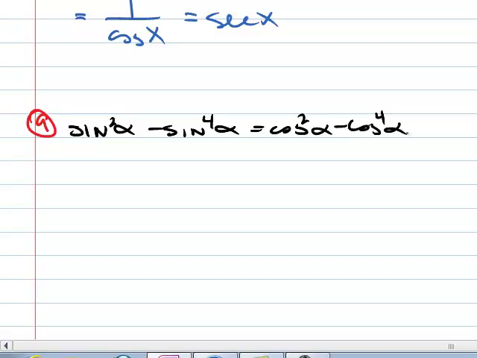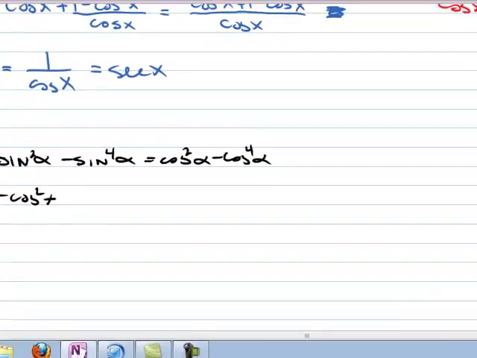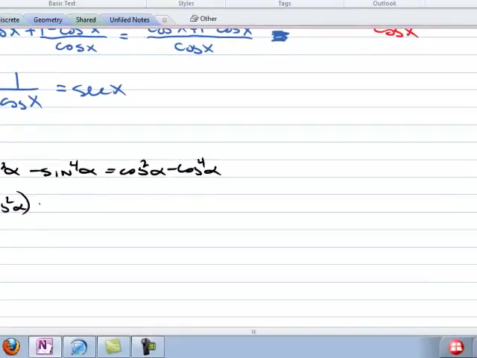Okay, what were you going to say? You want to go on the left? And you want to do what? Change them to cosine? Okay. And we'll do that one in black. So sine squared is 1 minus cosine squared alpha. What about the sine to the fourth?